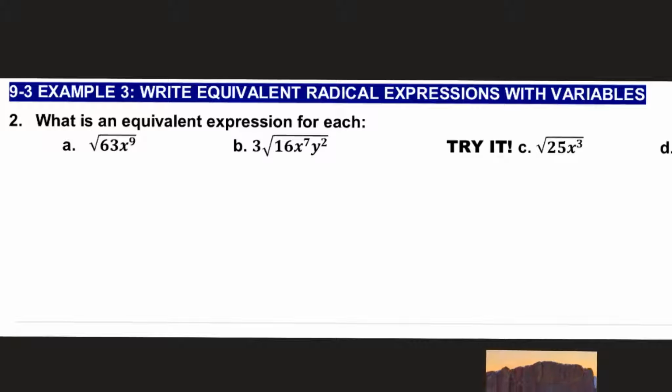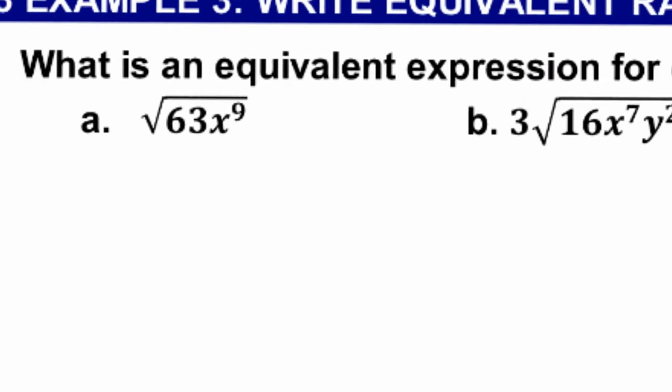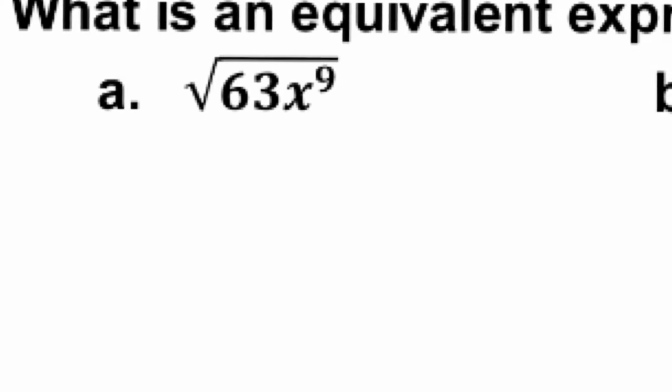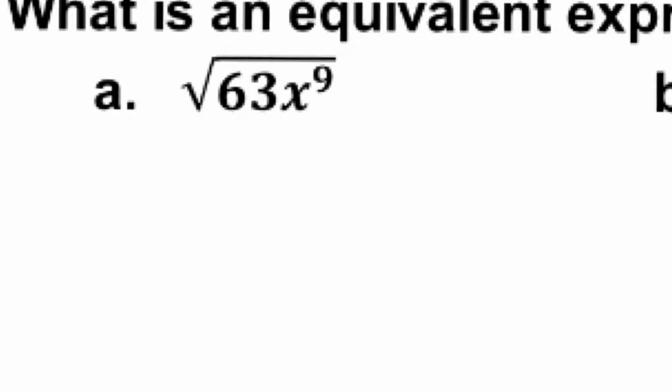Okay, so now we're going to talk about writing equivalent radical expressions with variables. Not a whole lot of stuff is changing here. We just have variables included inside of our radical now. So looking at the square root of 63, x to the 9th. Now, we've already done the square root of 63, but I'm going to do it a different way, just to show you that there's different ways of doing things.